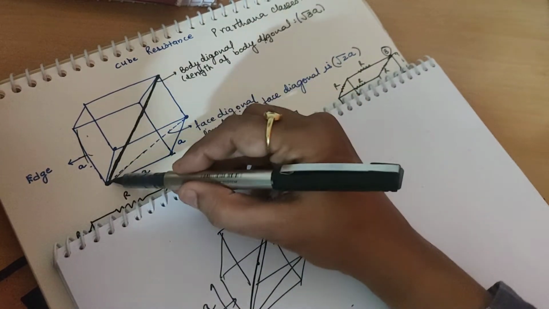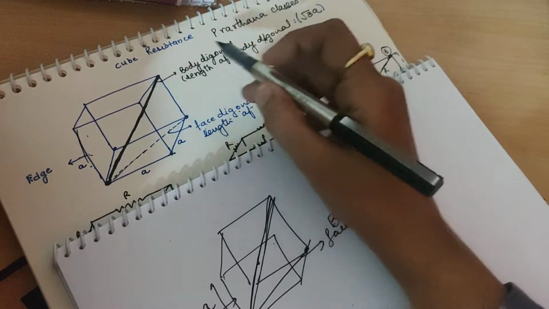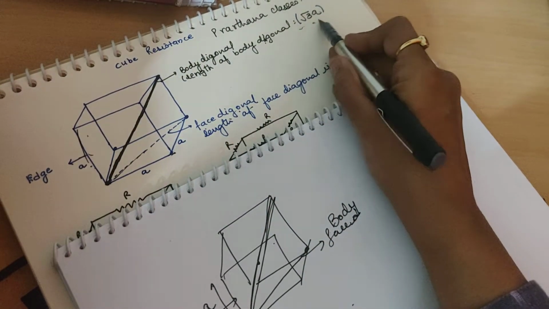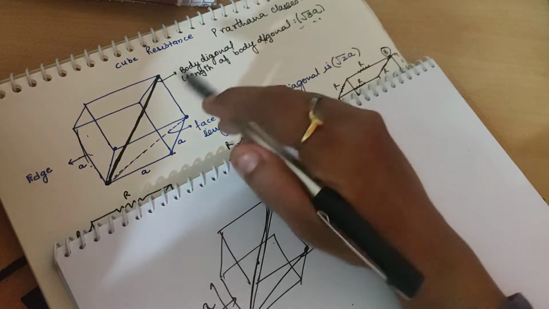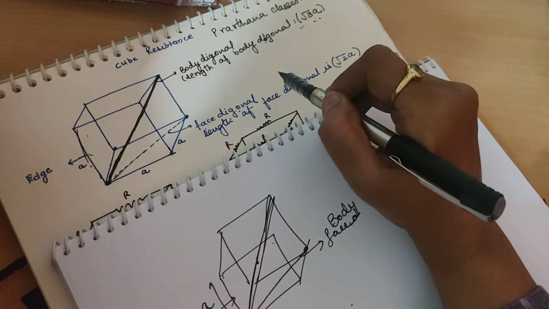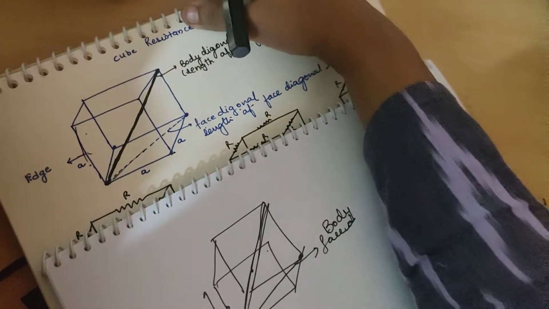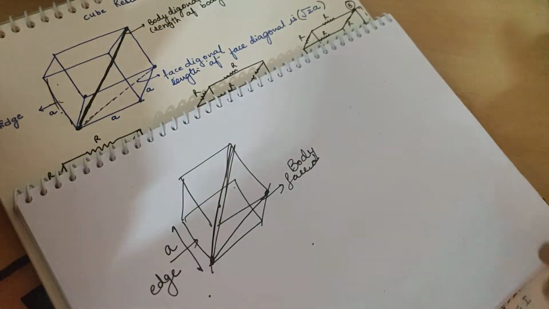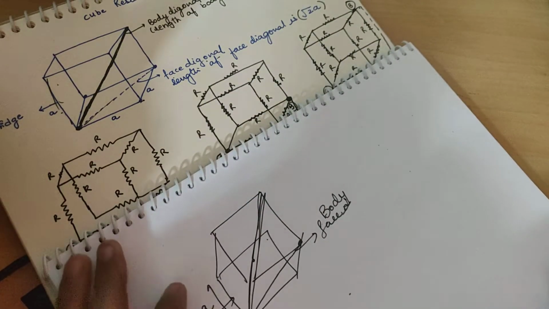This is the body diagonal, whose length is maximum in the cube, and that is root 3a. Now if you remember this edge, face diagonal and body diagonal, it is easy to understand the short tricks. During examination, you must know how the shortcut is to be applied to get the answers very soon.